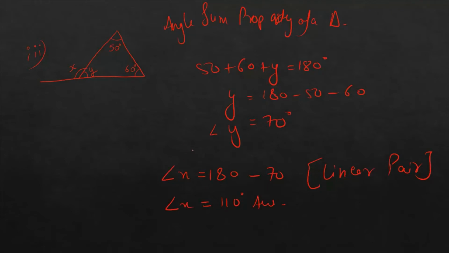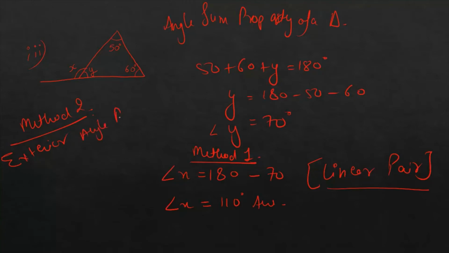But this is just method 1. Let me explain you about the method 2. Here we have used the property of a linear pair, but in method 2 we can simply find that using the exterior angle property. According to exterior angle property, the exterior angle, that is angle x in this case, is equals to the sum of opposite two interior angles, that is 50 plus 60 is equals to 110 degrees. Answer.